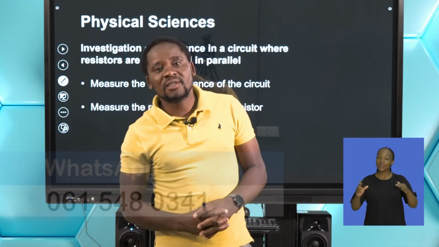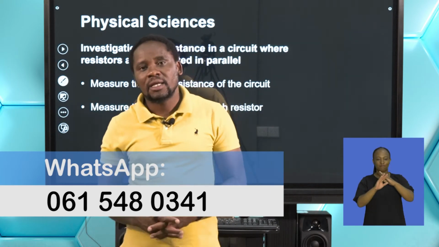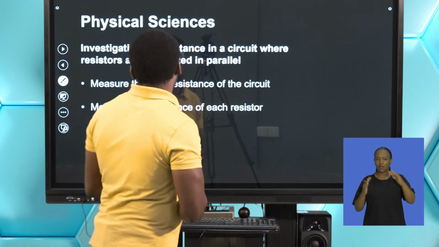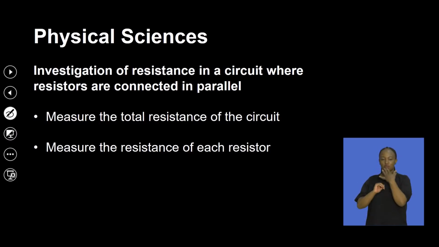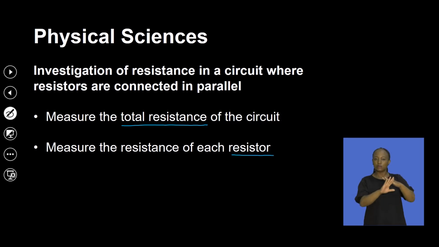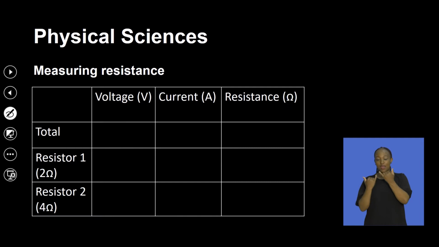Welcome back to our second segment. We're still exploring resistors that are connected in parallel. Now let's take a look at a scenario where we investigate the resistance in a circuit where the resistors are connected in parallel, and we want to measure the total resistance of the circuit and also determine the resistance of each resistor. That's what we do, so we'll go back to our simulation.